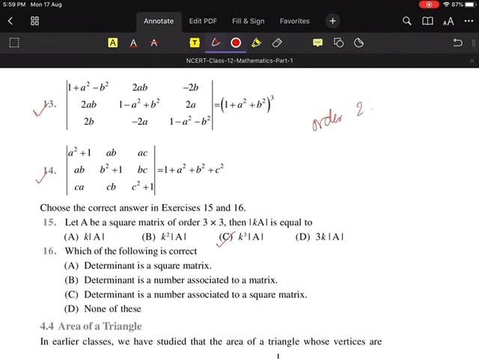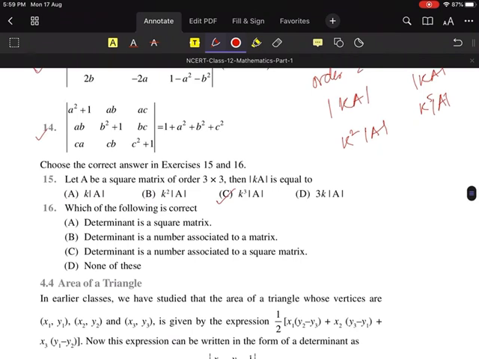Always remember this one. If we have order 2, and we have to find the determinant of k into A, then it will be k square into determinant of A. If it is order 5, it will be k to the power 5 into determinant of A. Okay, clear? Yes, sir. Question number 16, which option?